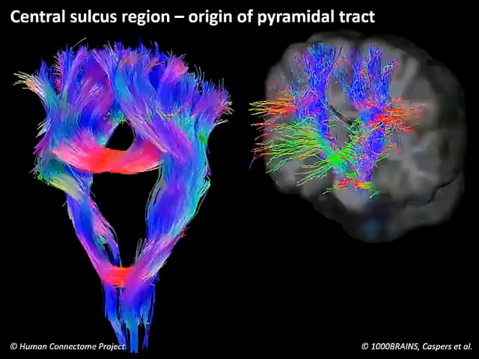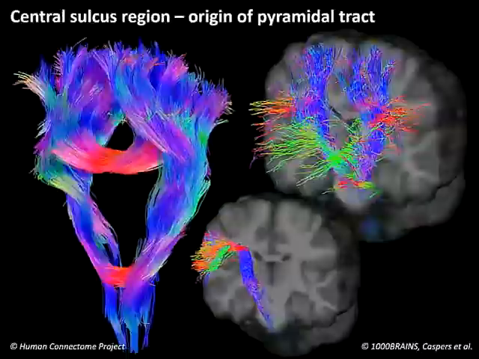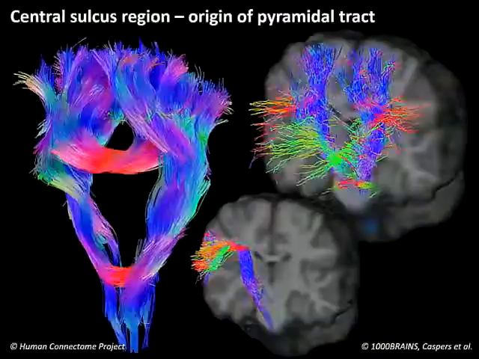It's actually easier to see if you put a brain onto it. This is, again, a view from the front. Here you see parts of the pyramidal tract starting in here and going down. And now we're coming back to our landmarks. You compare this one with this picture down here. Both of them belong to the pyramidal tract.